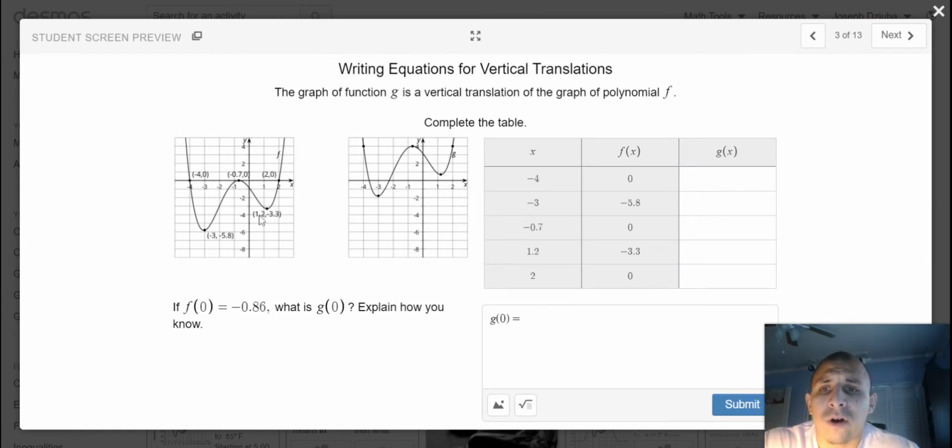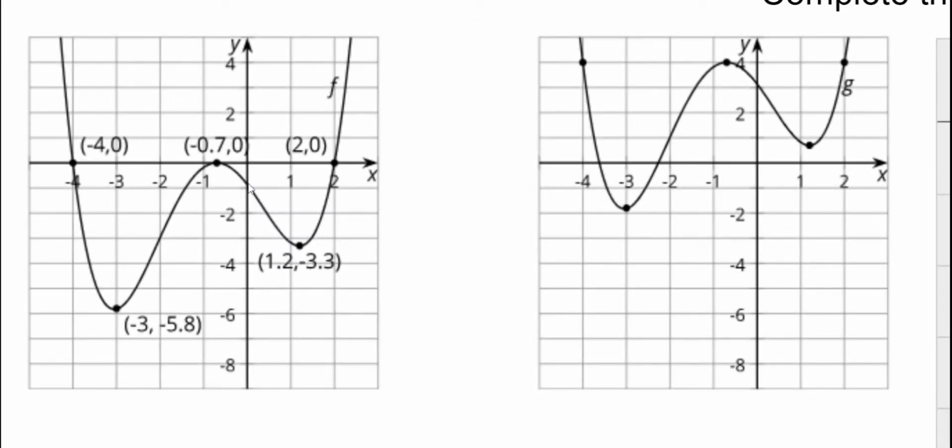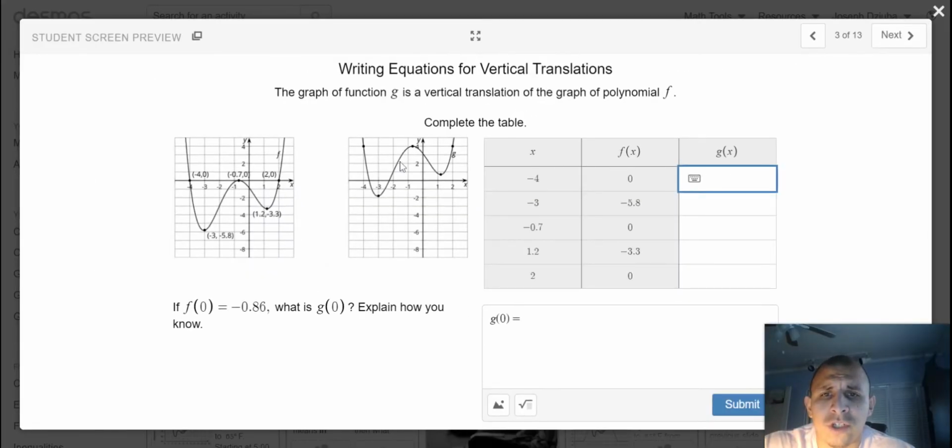Here we are provided with two images, f and g. We can clearly see that g is not in the same location as f, but it visually looks very similar. So first and foremost, complete this table for the outputs of g of x at these corresponding input values. If f of 0 equals negative 0.86, we can identify that here on our graph. What is g of 0?